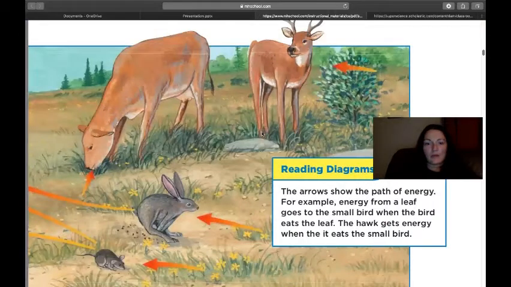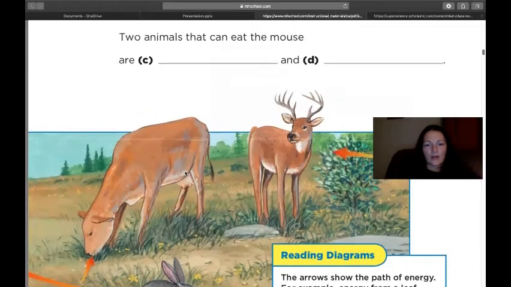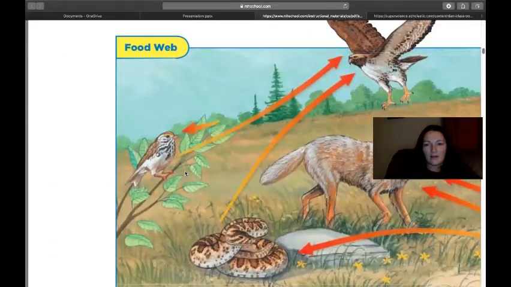So real quick, we're just going to look, and what do we notice about this diagram? So yeah, there's like a bird, and there's leaves and snakes. But what is this all about? Oh, they're the arrows that are showing us the path. So remember, if we reflect on lesson 2 on food chains, we saw the path of energy from the producers to the consumers to the decomposers.